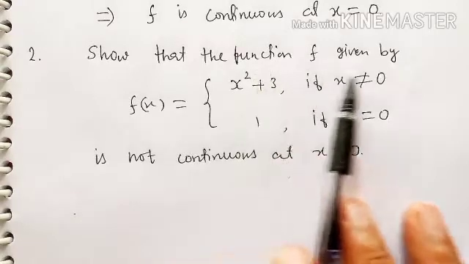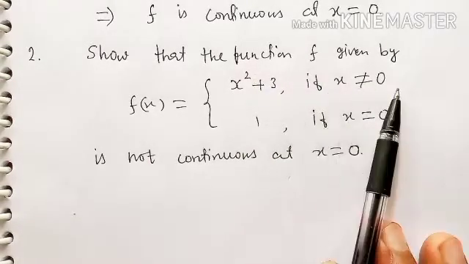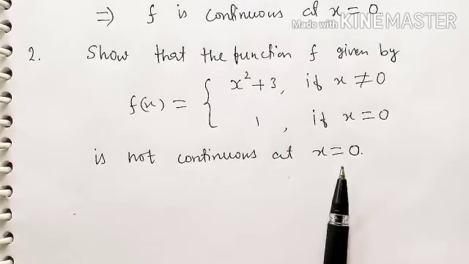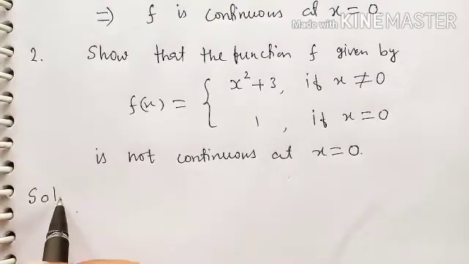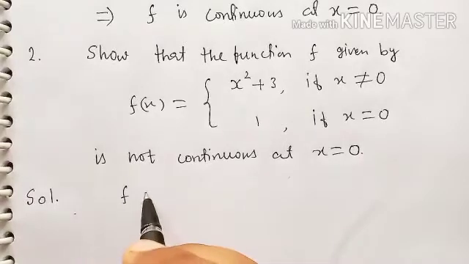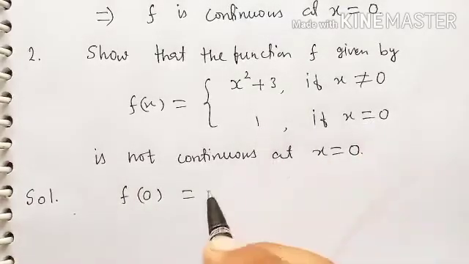Show that the function f given by f(x) is equal to x square plus 3 if x is not equal to 0, 1 if x is equal to 0, is not continuous at x is equal to 0. Solution. Here c is 0, so we write f(0). f(0) is, for x is equal to 0, the function is 1.